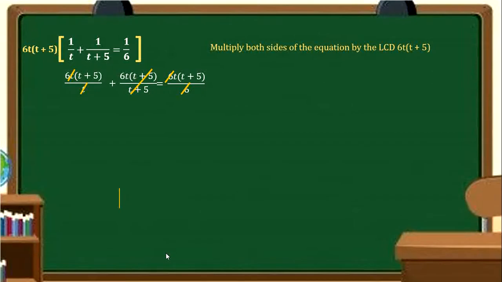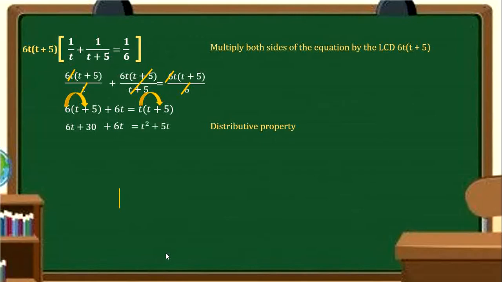Okay, cancel po lahat yan na nakikita nyo nakakancel, dahil meron kay numerator at kay denominator. So, ang matitira, 6 times t plus 5 plus 6t equals t times the quantity of t plus 5. Then, distribute. So, magiging 6t plus 30 plus 6t equals t squared plus 5t.